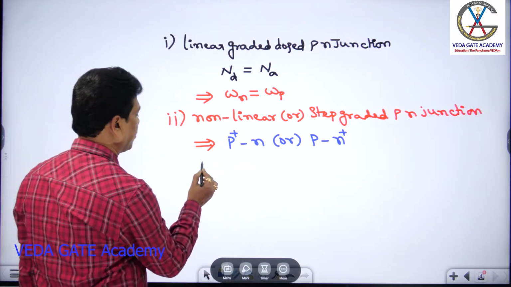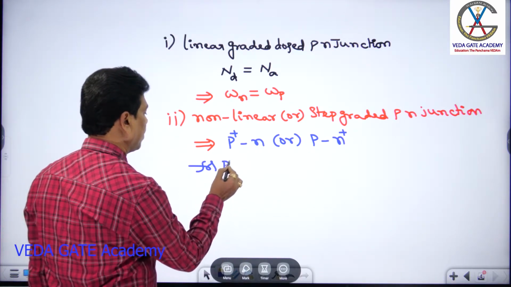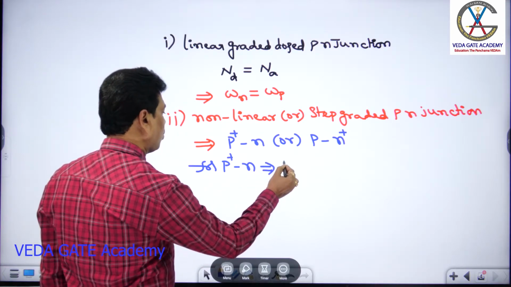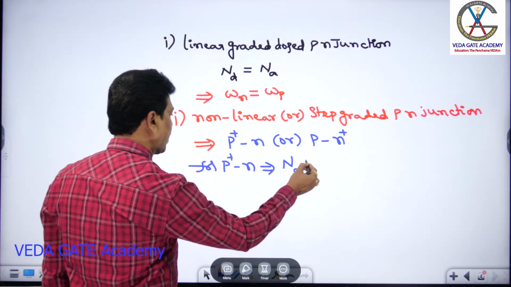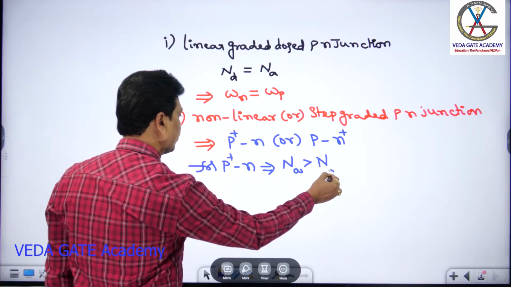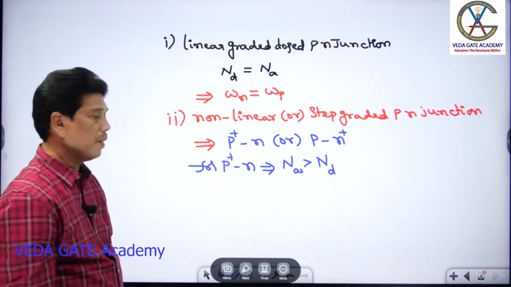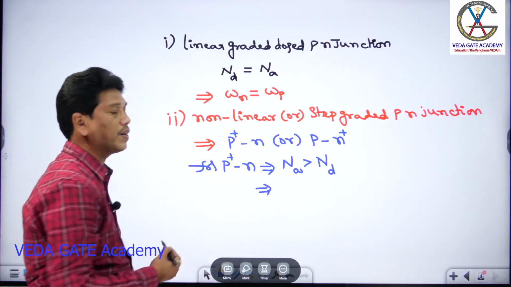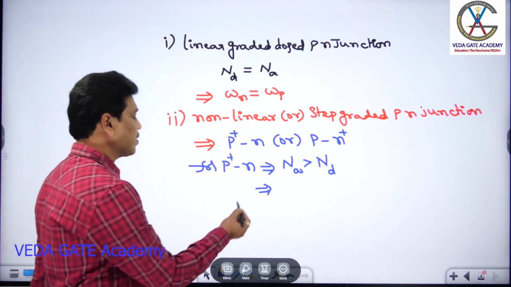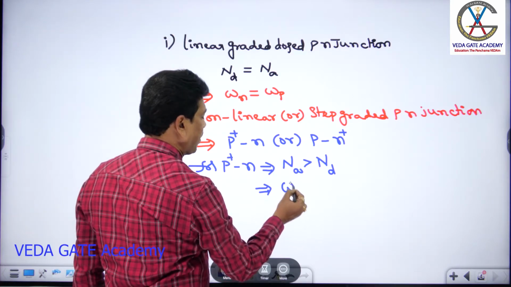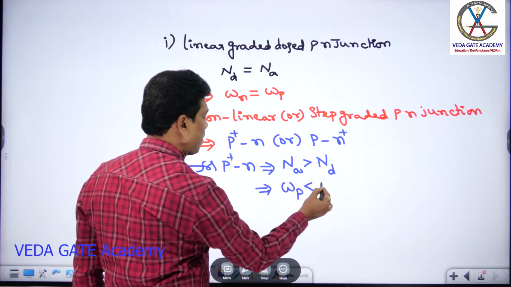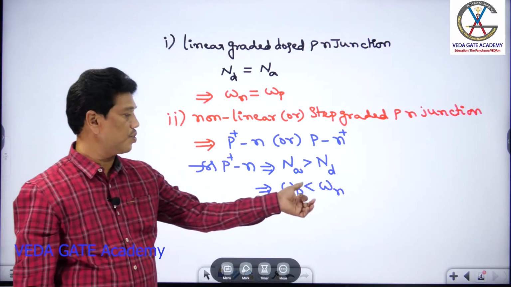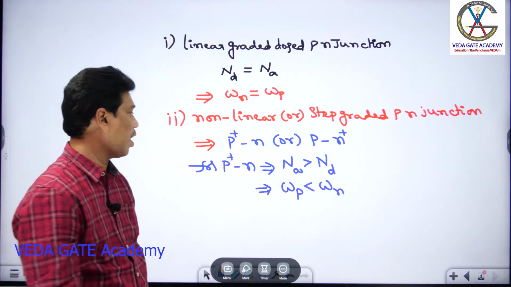Suppose for a P plus N junction, the doping order on the P side should be greater than on the N side: Na greater than Nd. What does this mean? Just now you know that the width of the barrier is inversely proportional to doping. So based on that, the width of the barrier on the P side is negligible compared to the N side.